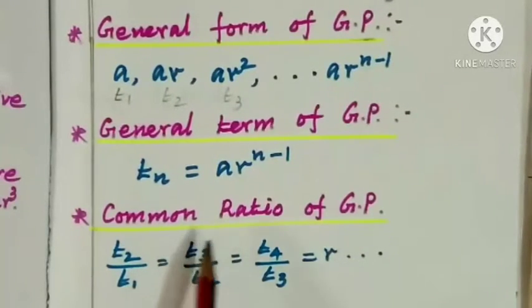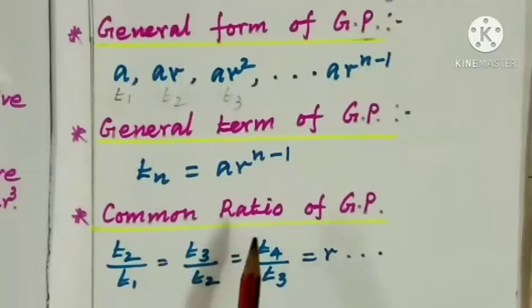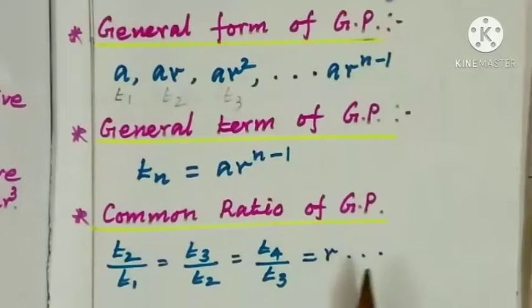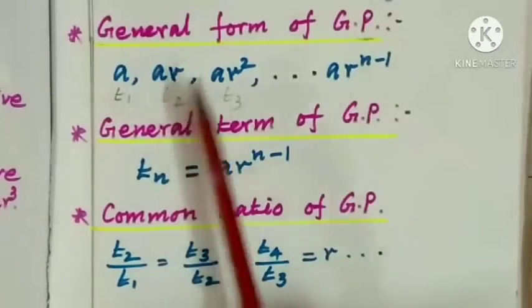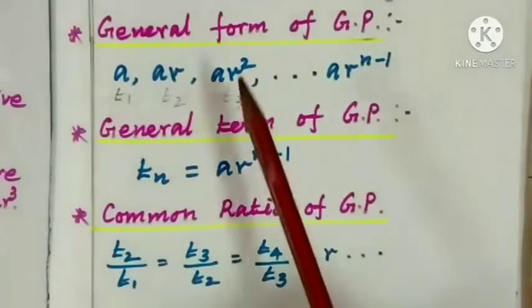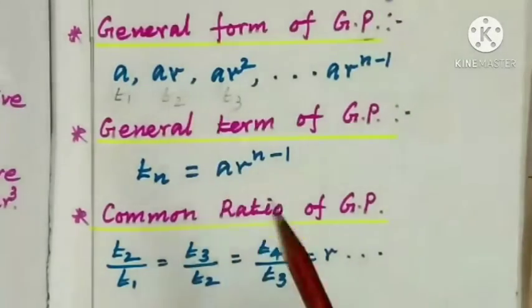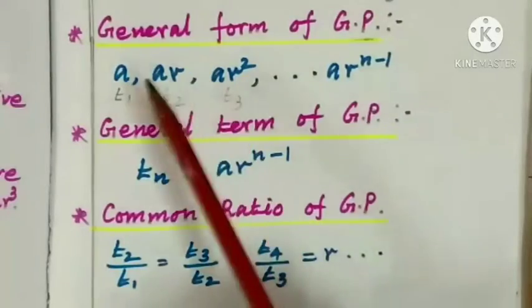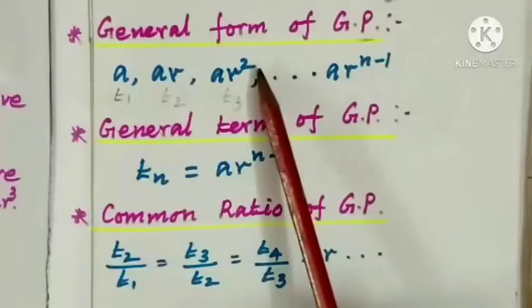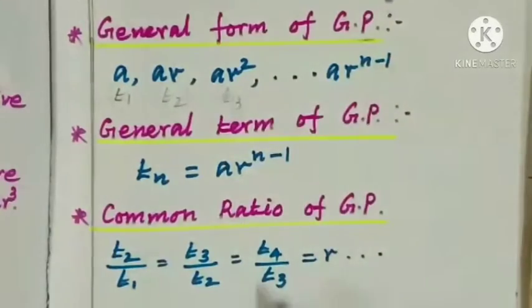The ratio between any two consecutive terms of the geometric progression is always constant, and that constant is the common ratio of the given progression. See, in this general term, T2 divided by T1, we get r. Then T3 divided by T2, also a cancels and we get r. Then T4 divided by T3, also we get r.